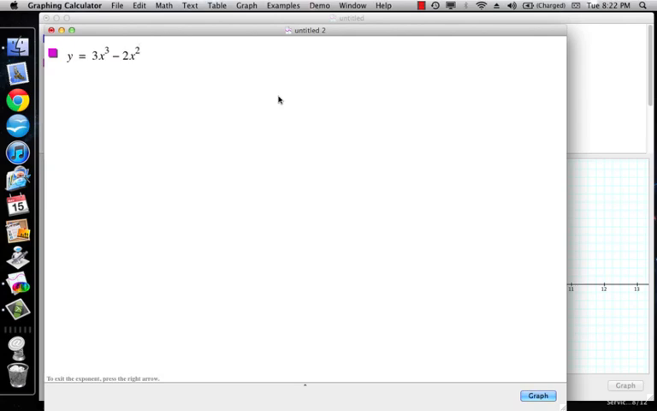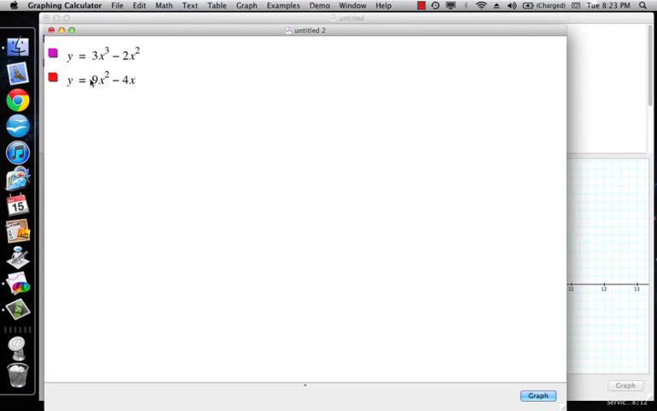Okay, so let's take the derivative of that, and we get y prime. Because the graphing calculator doesn't really like the primes, I have to just leave it as y equals this and y equals that. So I apologize, and you're going to have to see through some of the limitations of the software. 9x squared minus 4x. Okay?